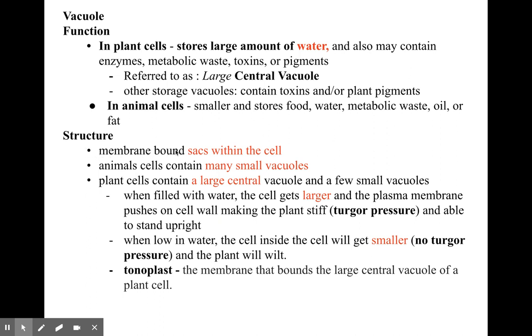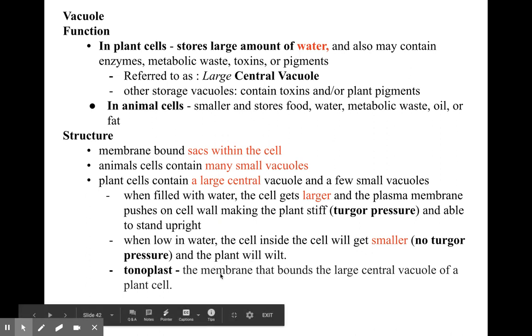So the structure is that it's just a membrane-bound sac, 3D like sphere. Animal cells, we have lots of small ones. Plants have a large one and some small ones. The big thing here is something called turgor pressure. So when the large vacuole fills with water, that's actually what makes the plant kind of stand upright. And when it's low in water, that's when the cell gets smaller and then the plant looks wilted.